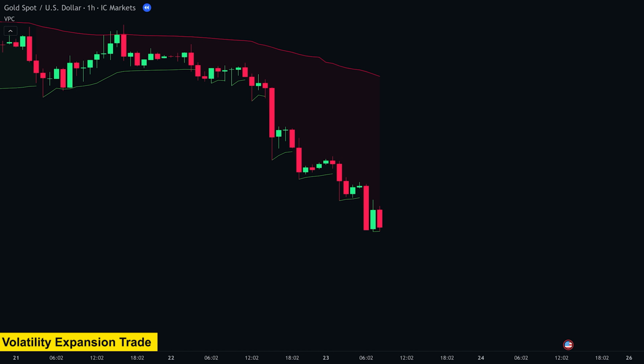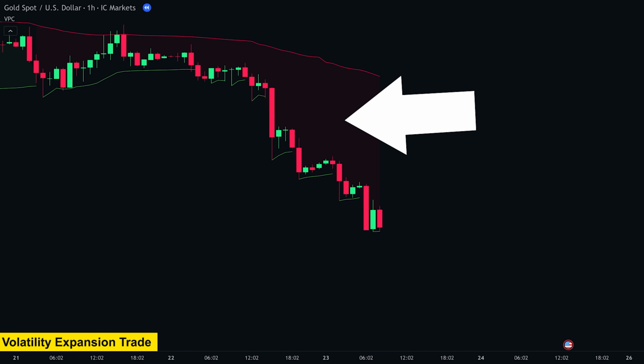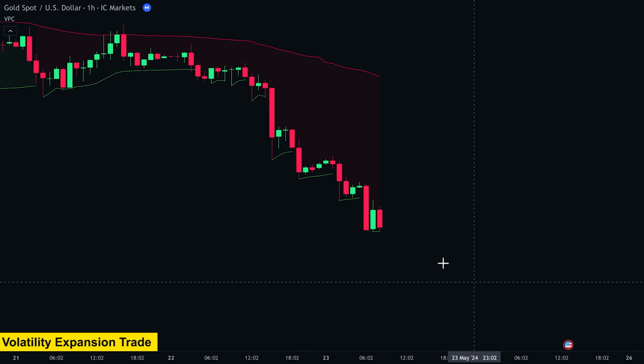The last trade idea for this video is very simple. It is called the volatility expansion trade. For the sell trade setup, this occurs when the VWAP channel was narrow initially and then suddenly expands downward with rising volume. That expansion signals strong volatility. You can enter a short trade in the direction of the downward breakout.